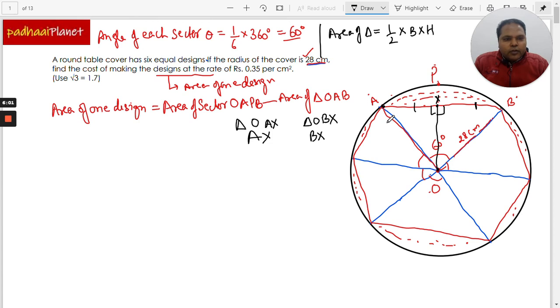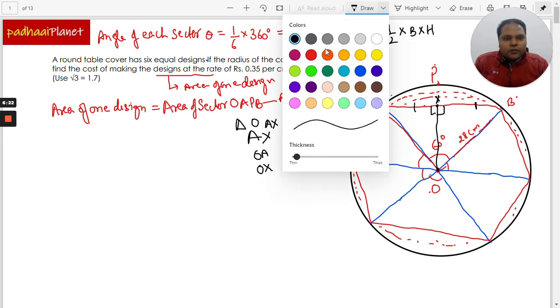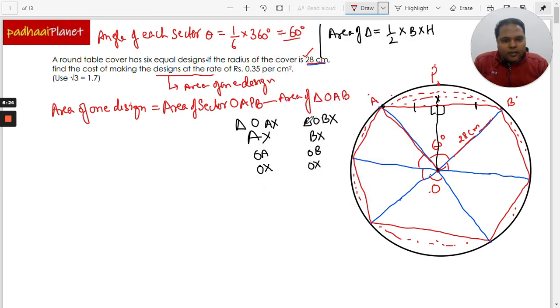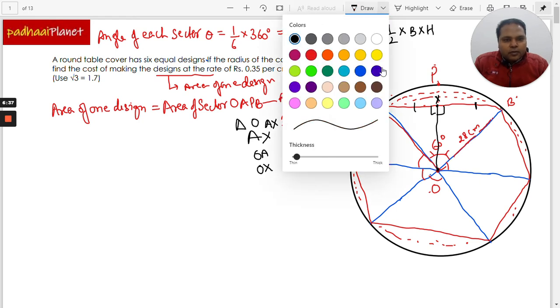And we also know that OA is equal to OB, because they are the radii of the same circle. They will always be equal. The third thing which we are seeing here is that OX is the common side of both the triangles. Now that means that both of these triangles are congruent, and when they are congruent, then this angle will be equal to this one. These two angles will be equal.